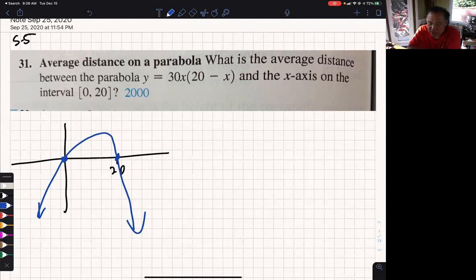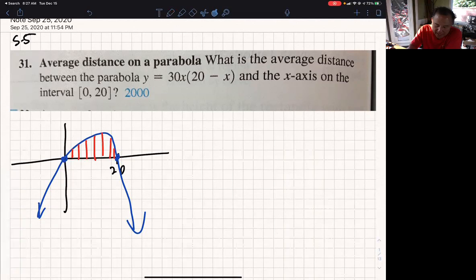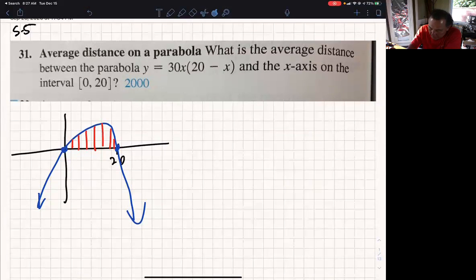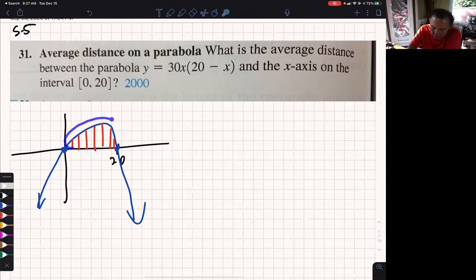So what is the average distance between the parabola and the x-axis? The distance between the parabola and the x-axis from 0 to 20 are all these distances all the way across. So in other words, just another way of saying, what's the average value from 0 to 20? And there's no way we're going to add up all these y values and divide by the number of points. That's crazy. So we do the calculus way.